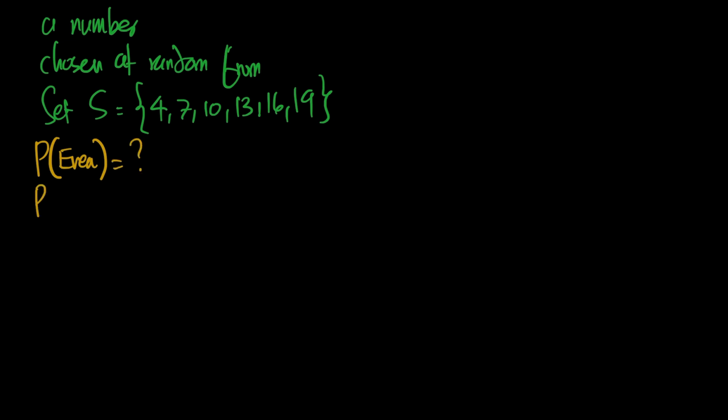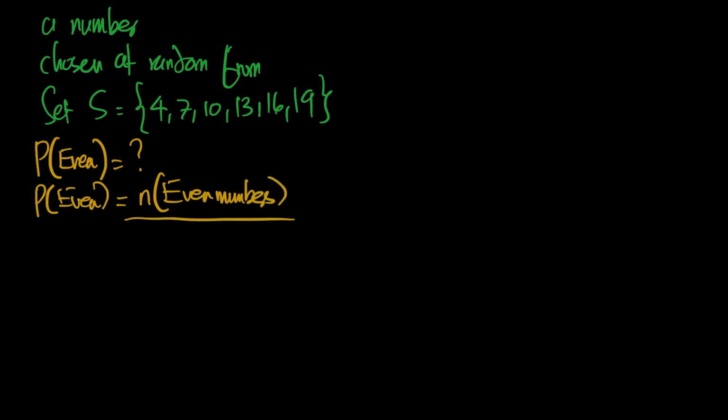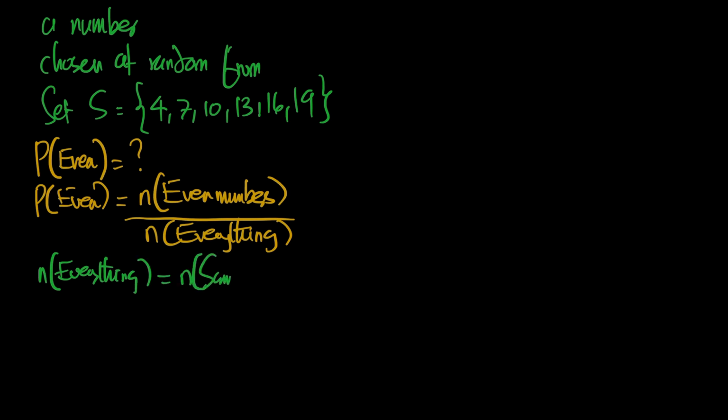The probability that it's an even number should be the number of even numbers divided by the number of everything. Now, the number of everything, like we said, is the same as the number of the sample space. Please do not forget that. So we can tell it is 1, 2, 3, 4, 5, 6. There are 6 items in the sample space.